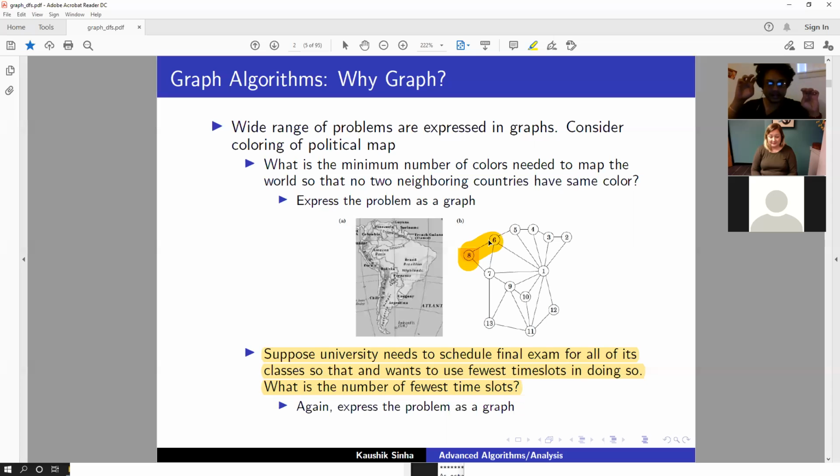So imagine that there is a class 6, there is a class 8. We cannot have both of those classes have the exam at the same time because there is an edge between them, where an edge now basically means that there is some student that takes both of these classes. So if there is a student that takes both of these classes, that means there is an edge between them. And if there is an edge between them, we cannot color them the same. That was the basic problem for our coloring problem, right? No two neighbors can have the same colors. In this scenario, no two neighbors can have the same exam time slot.